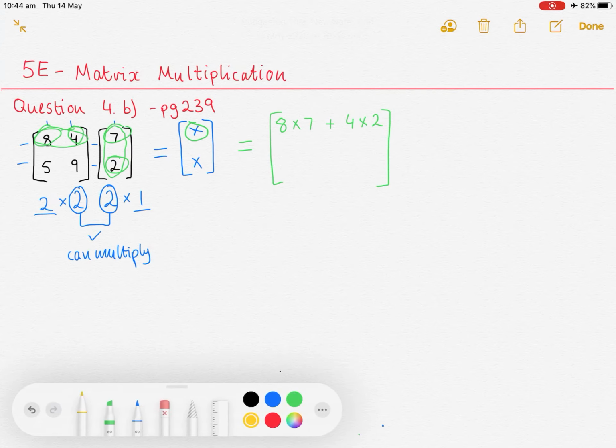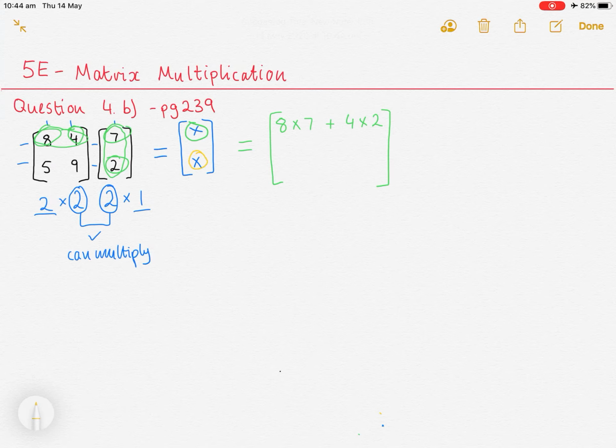Your second element, which will go yellow, okay, to do this one, that'll be your second row multiplied by your first column. Okay, so you need to go 5 times 7 plus 9 times 2. Okay, so you just work out those basic arithmetic expressions.